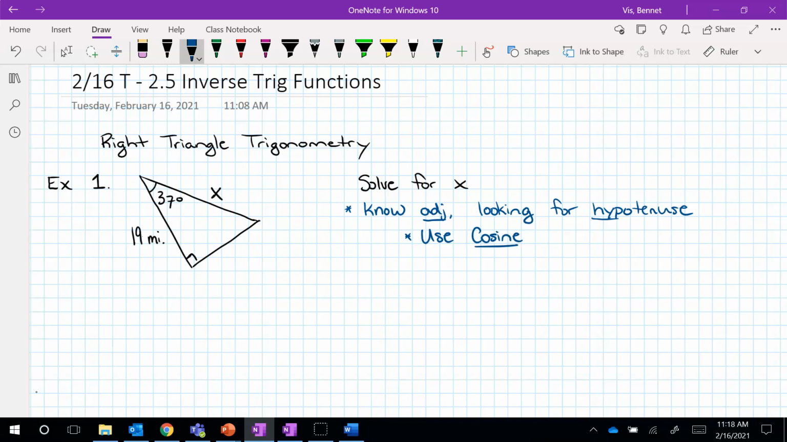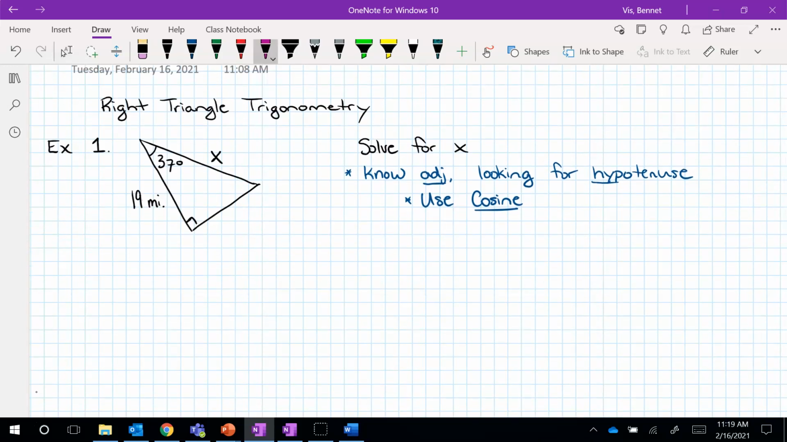And every time, if you have a question like this, don't do it in your head. I want to see the work. I want to see you set this up. And that's a big part of this, what is the setup for this. So every time, it's the cosine of your angle, in this case 37 degrees, is equal to adjacent over hypotenuse. So that's going to be 19 over x in this case.